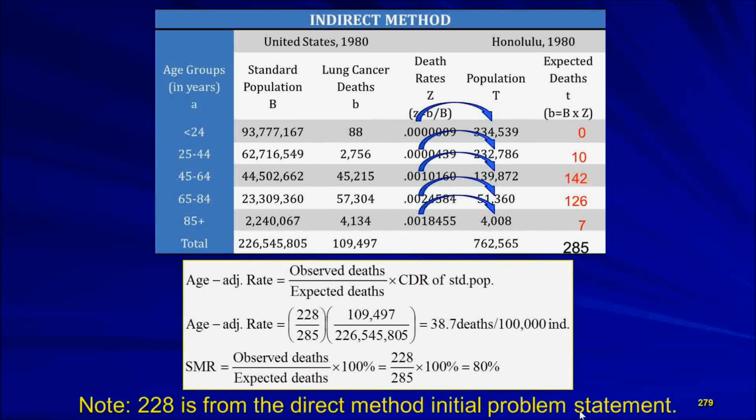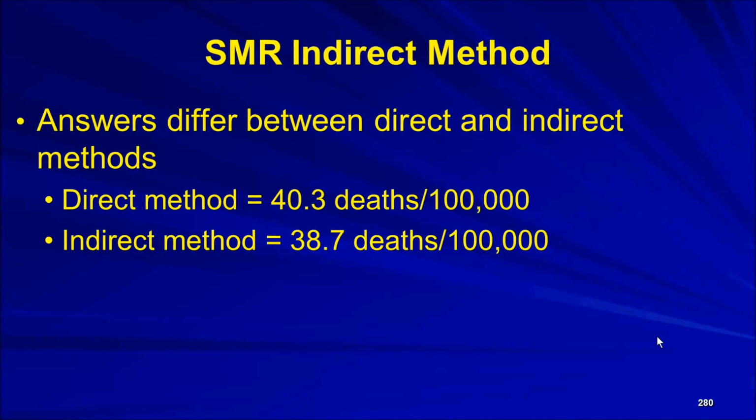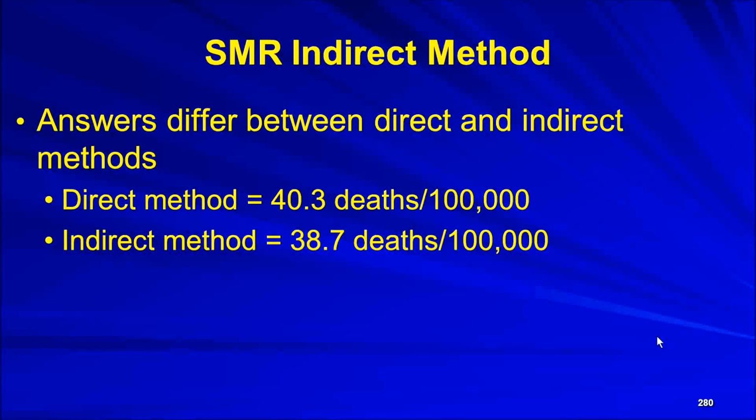Okay, are you with me so far? So our SMR indirect answer is 38.7. That's our crude death rate that's been adjusted by the U.S. population because we didn't have age-specific information in death rates for lung cancer. Okay. Now, the direct method, we came up with 40.3 deaths per 100,000. In the indirect method, we're coming up with 38.7 deaths per 100,000.